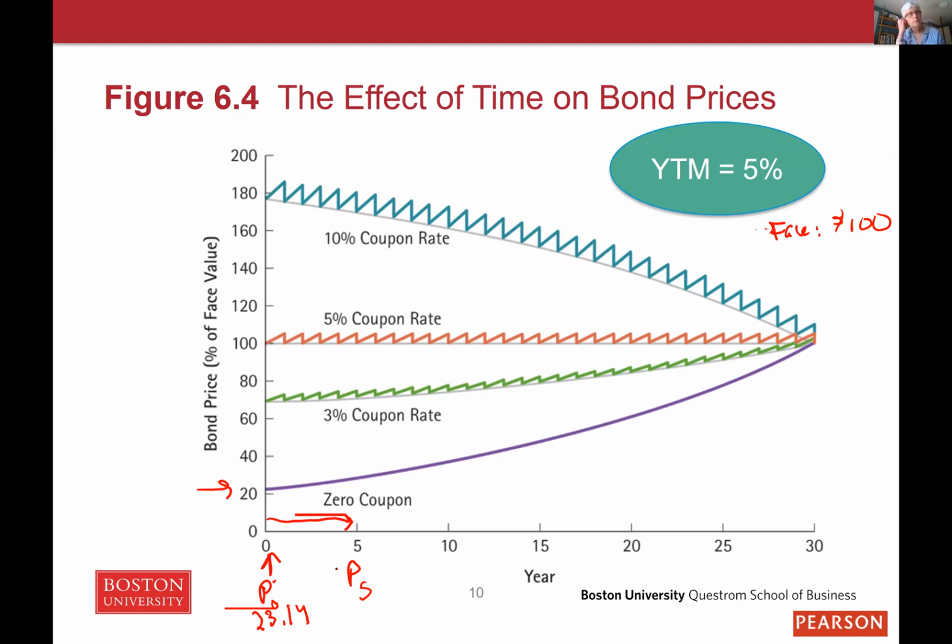Good. All right. So the last thing you're going to do here with these two numbers is you invested 23.14. 5 years later, you received 29.53. What was the return on your investment?